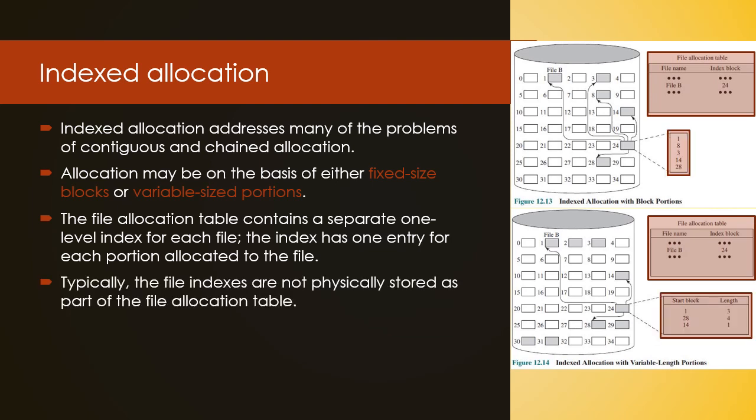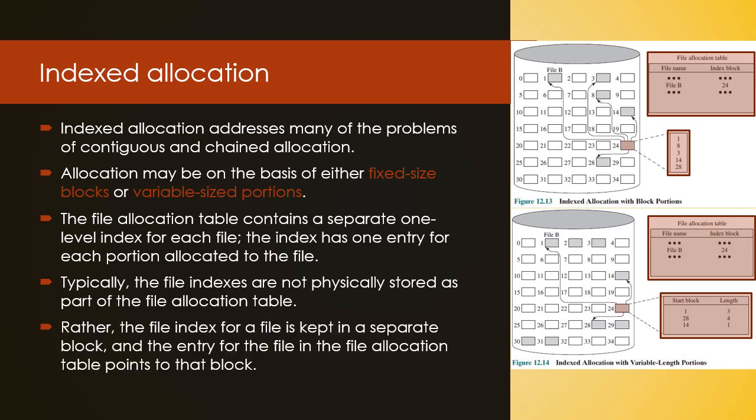Typically, the file indexes are not physically stored as part of the file allocation table. Rather, the file index for a file is kept in a separate block, and the entry for the file in the file allocation table points to that block.